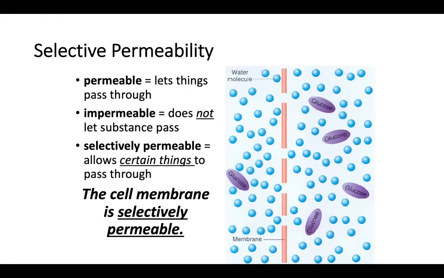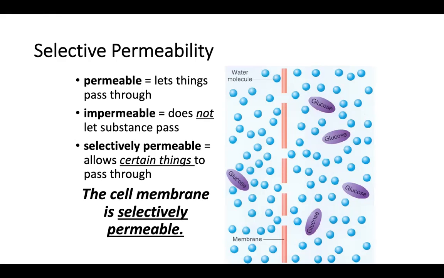Remember, like I told you from the beginning, if we don't know what something is, pull it apart. So selective, if you are selective, what does that mean? You choose, right? And what does permeable mean? It lets things pass through, okay? So if it's selectively permeable, it's choosing what's going to pass through.